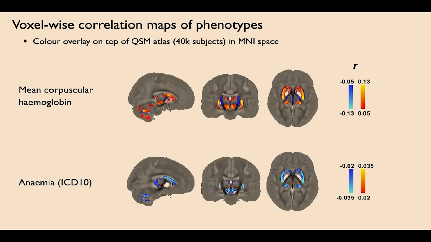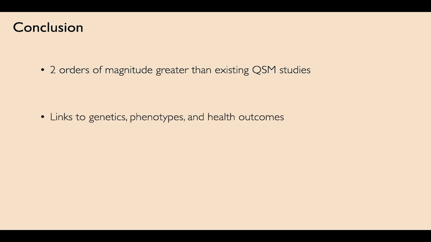For diagnosis of anemia, we have opposite signs of the same kind of spatial pattern in terms of associations. And in conclusion, UK Biobank has produced a QSM data resource that is two orders of magnitude greater than any existing QSM studies. And we found that susceptibility measures in the brain are associated with many genetic variants, phenotypes, and health outcomes. Our data have been made available to researchers worldwide via UK Biobank, so everyone can use it now. It will be a powerful open data resource for many studies, for example, studies on brain iron in aging populations.